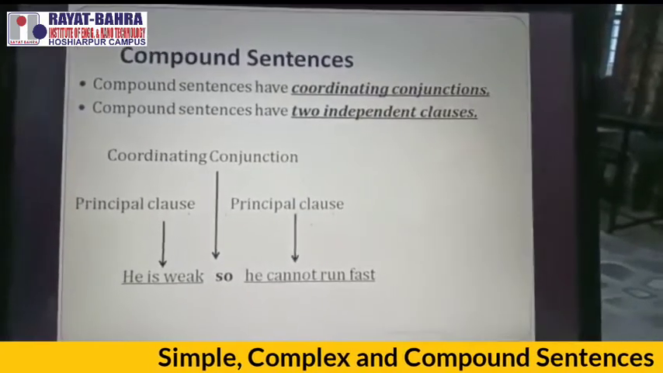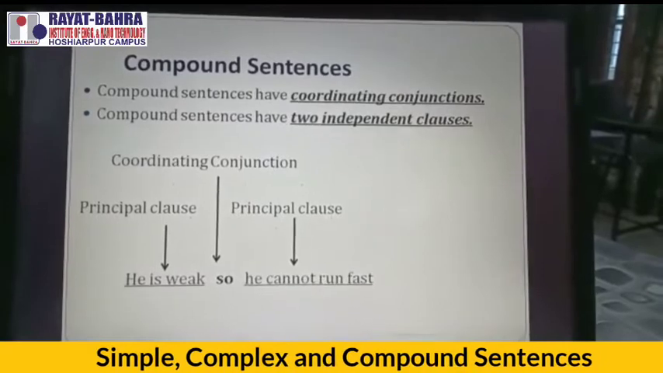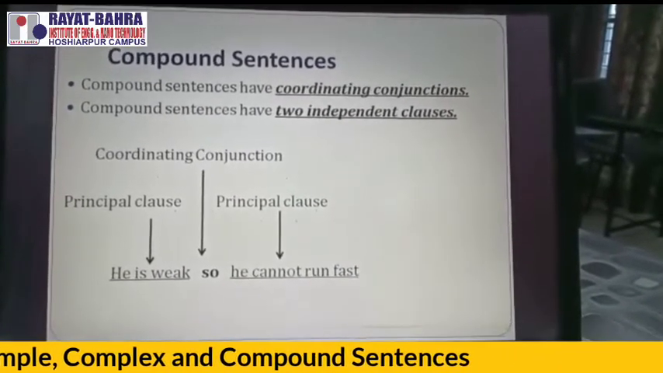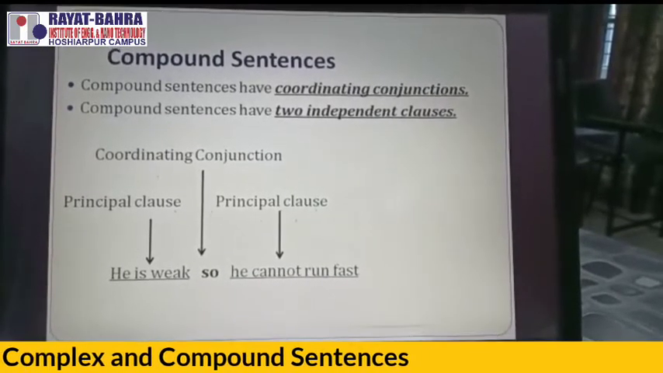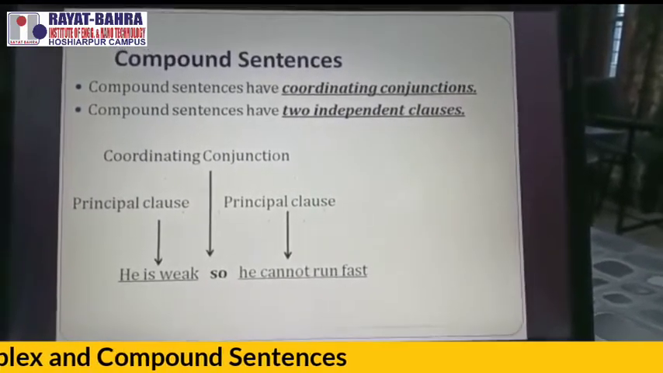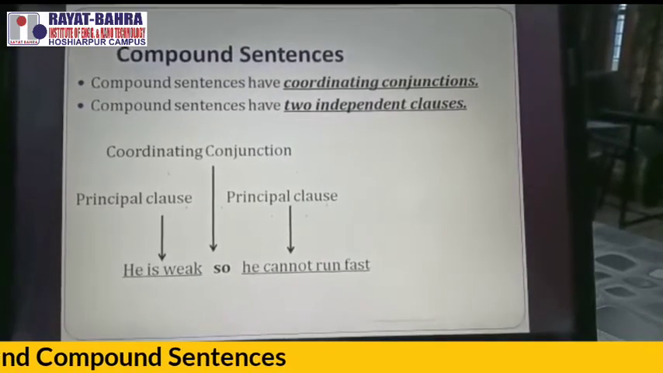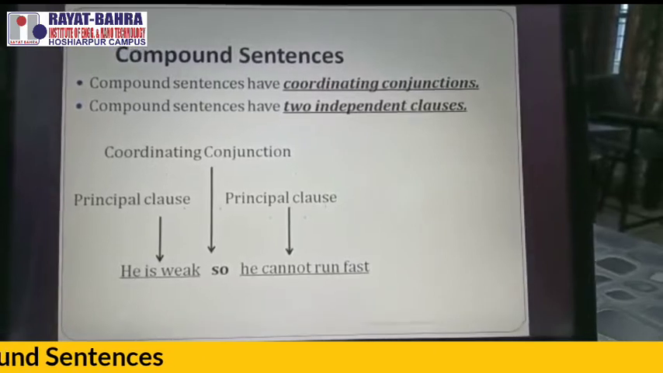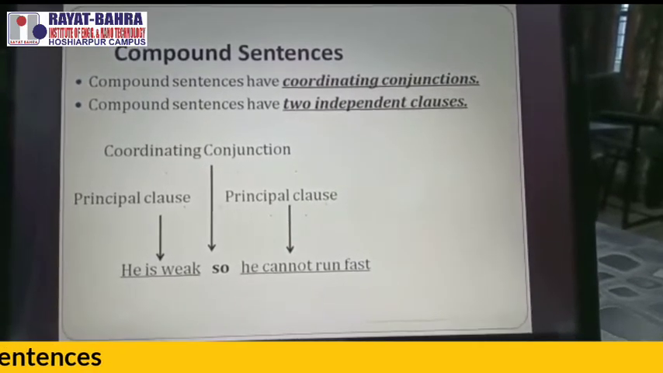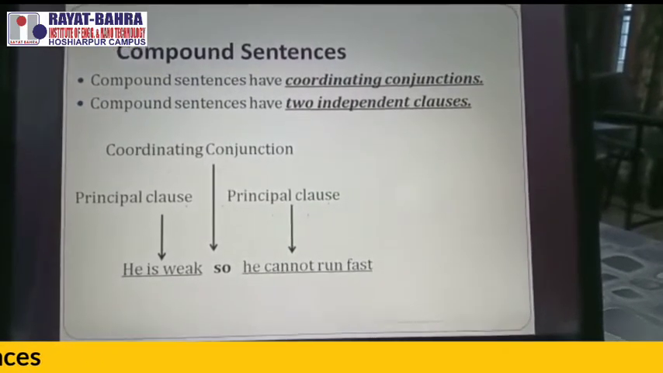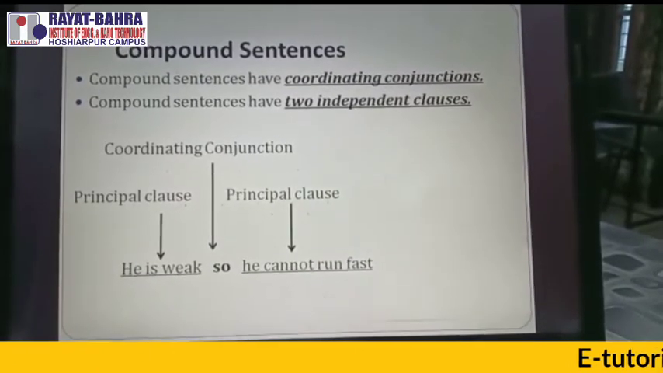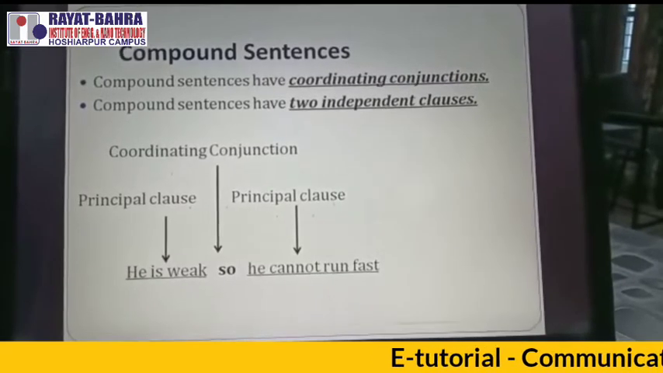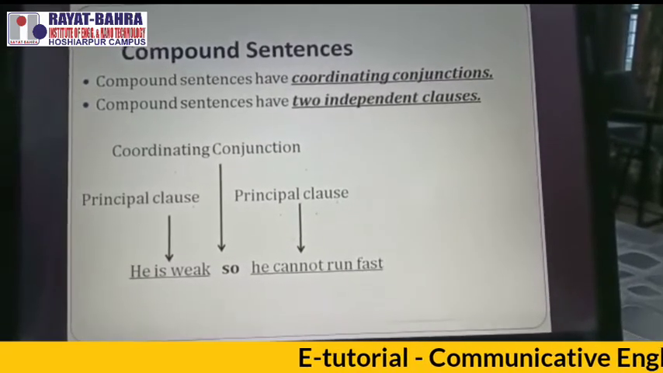Now, let us come to the compound sentences. Compound sentences have coordinating conjunctions, and compound sentences have two independent clauses. Now it becomes very easy for you to make a comparison between complex and compound sentences. Compound sentences have coordinating conjunctions, whereas complex sentences have subordinating conjunctions. Complex sentences have one independent clause and another dependent clause, whereas compound sentences have two independent clauses.